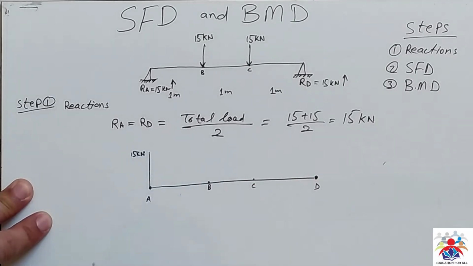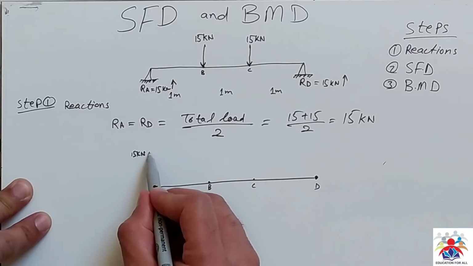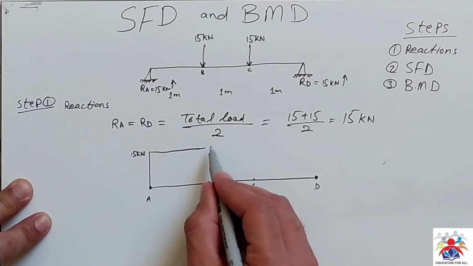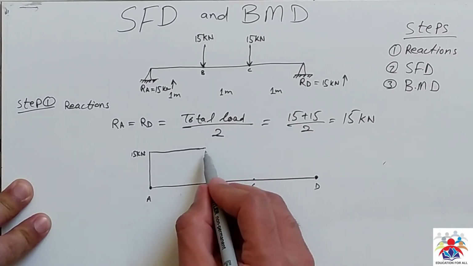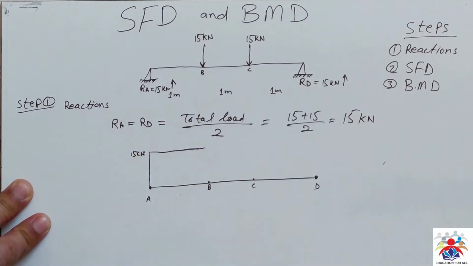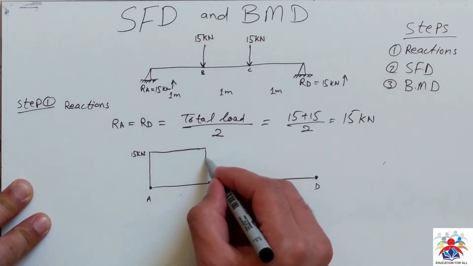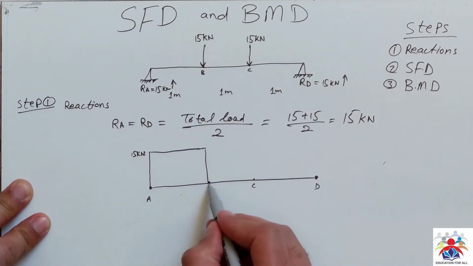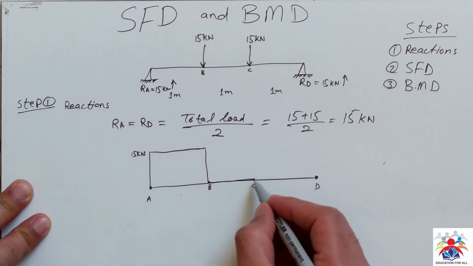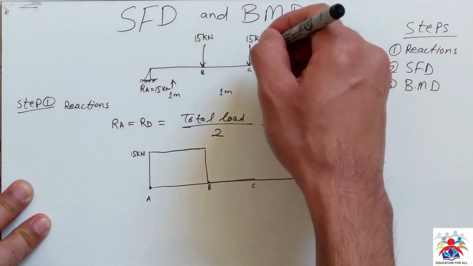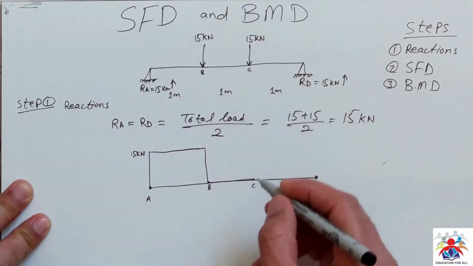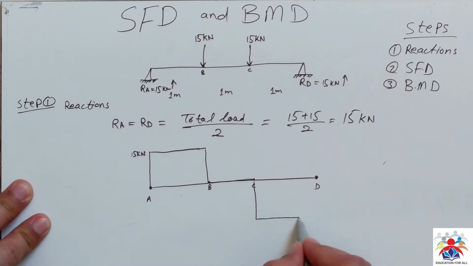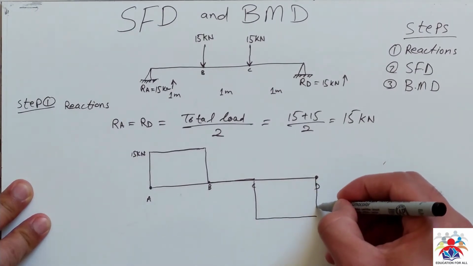This is just roughly how I have drawn the line. Then, since we have no load between the points, the line will be straight to the second point. And when it comes to point B, there is 15 kilonewton acting downward, so it will come down at point B. After point B, we don't have any load, so again our line will be straight to point C. Once you are at point C, again we have 15 kilonewton acting downward, so the line will go 15 kilonewton down and then straight to point D.